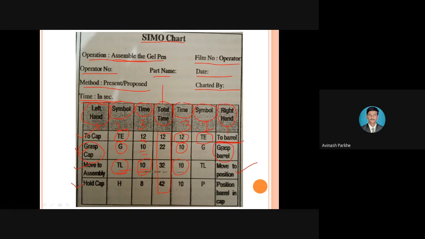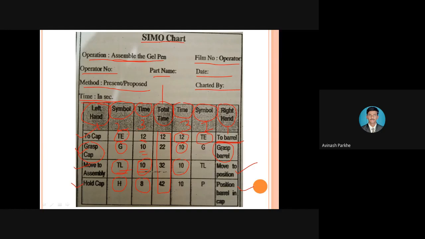We have to hold that particular cap in the left hand, and that holding is represented by the capital H. How much amount of time is required for the holding? 10 seconds. And at that time, position the barrel in the cap. So during the assembly, that cap we are holding in the left hand, and that barrel we are rotating maybe in the clockwise direction and the anti-clockwise direction. You can assume the things.